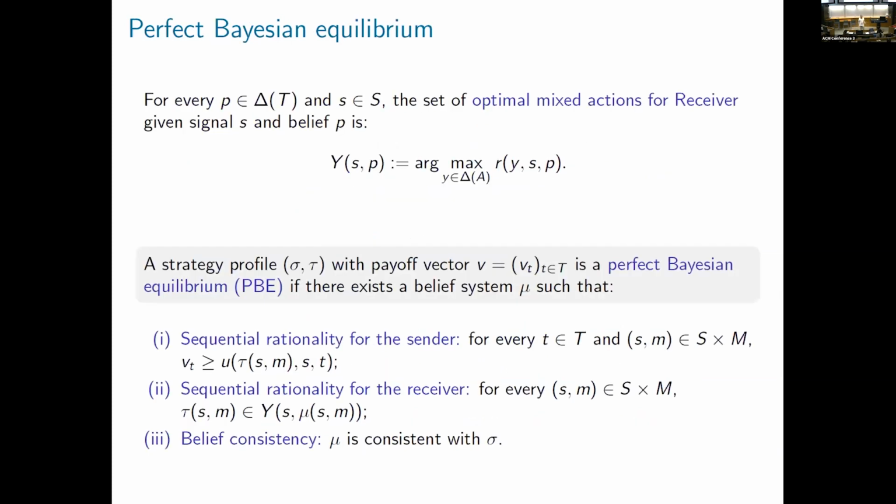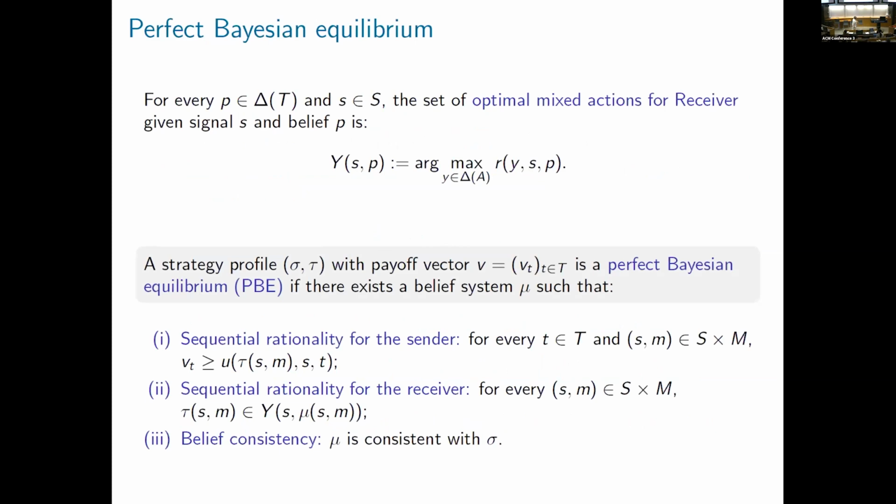Okay. So with that, we can define the solution concept, which is PBE, perfect Bayesian equilibrium, which says there is a sequential rationality of the sender, namely, for any of my type, my equilibrium payoff is at least greater or equal to whatever I can get by reporting a given signal or message.